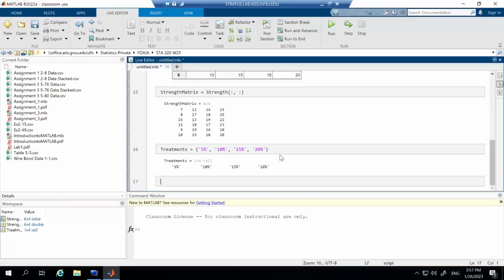And so this is called ANOVA1. That's the name of our function. We're going to have to tell it what data we're going to use. Again, this has to be a matrix, so we're going to use that strength matrix. And then the other argument that we're going to put in here are the treatments, so that way it shows up on some of the output, which you'll see in just a minute. So I have that inputted into the function. I'll go ahead and run that.